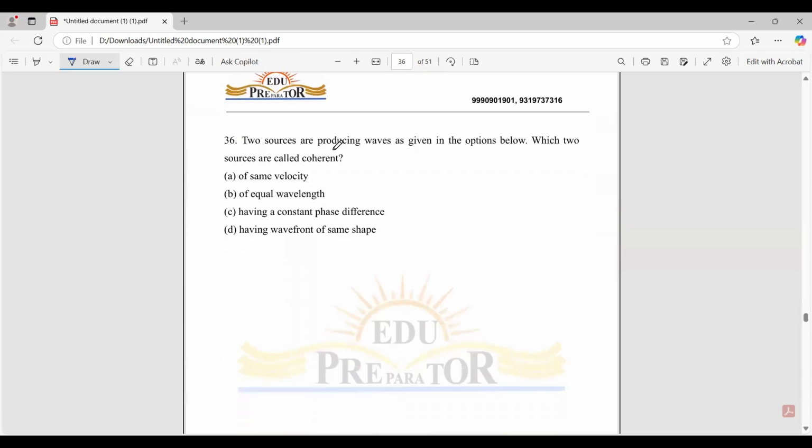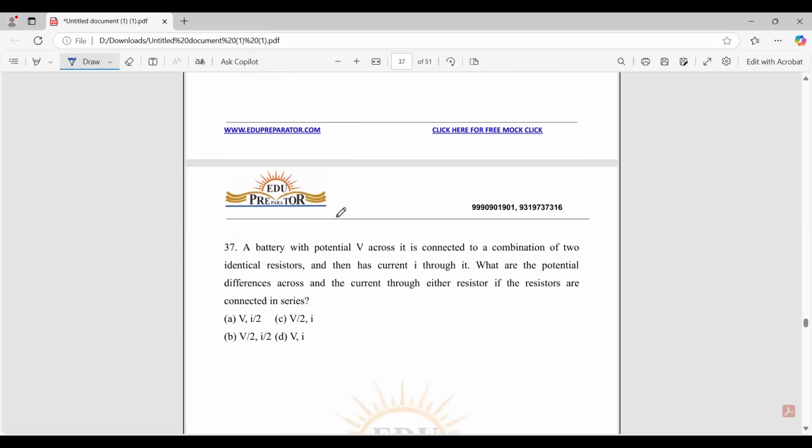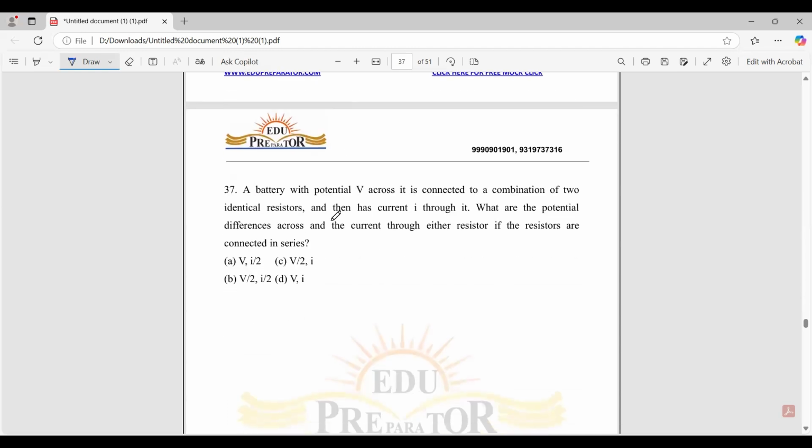Now he says two sources are producing. This is a question of wave optics, Young's double slit experiment. We know that two sources are coherent if they have the same frequency and same phase. So therefore we have C as the correct answer. Velocity, wavelength and all these may vary, but more important is that they should have the same phase difference. Now let us move further.